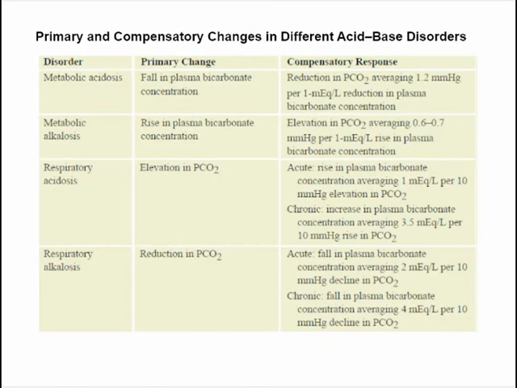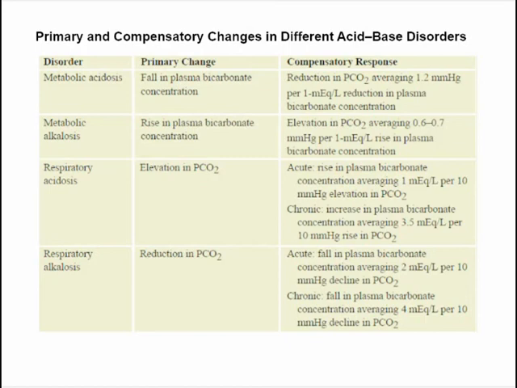On the other hand, your respiratory alkalosis, there's a reduction in carbon dioxide. So the compensatory mechanism, if it's an acute disorder, there's a fall in plasma bicarb concentration averaging about 2 mg per liter per 10 millimeter mercury decline in PCO2. If it's chronic, the fall in plasma bicarb concentration averages about 4 mg per liter per 10 millimeter mercury decline in PCO2.